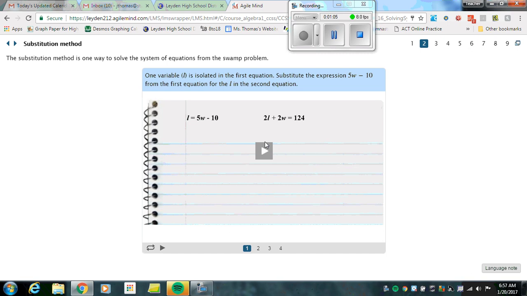So now, solve the system using the substitution method. What variable are you given? So notice right here, L is by itself. What variable did you solve for after you plug in the given variable?